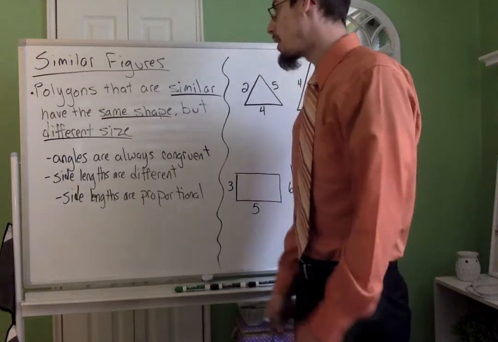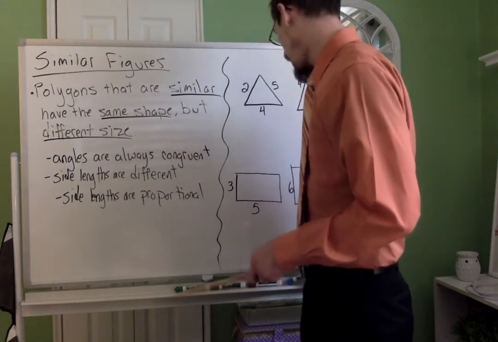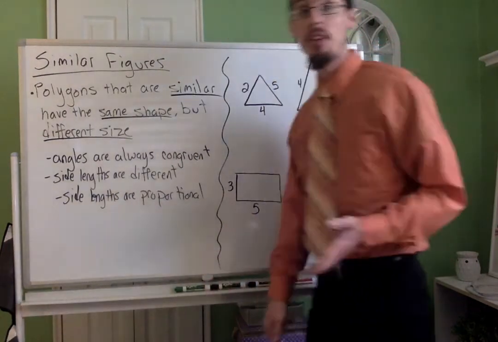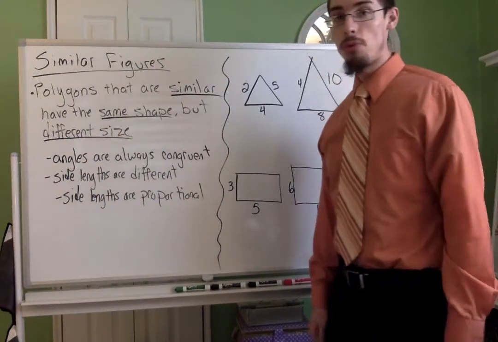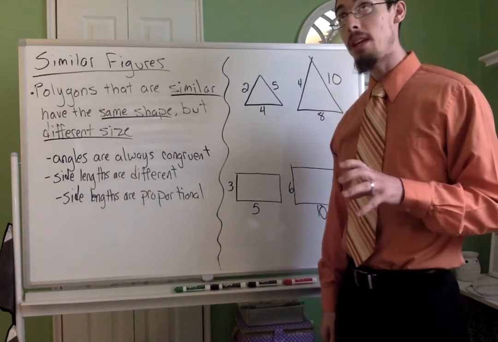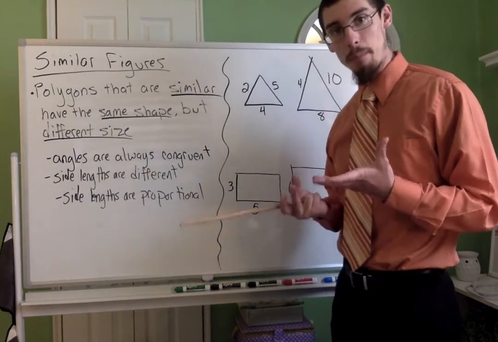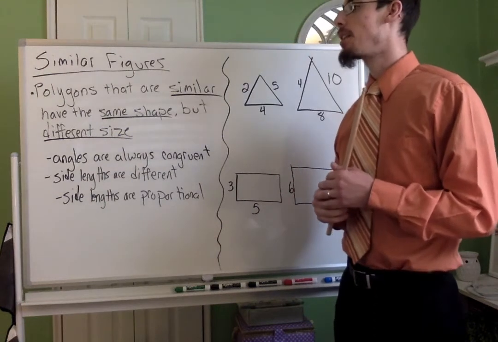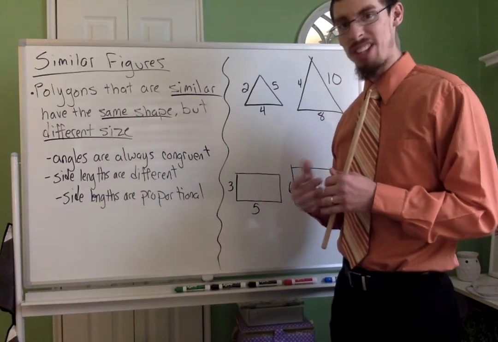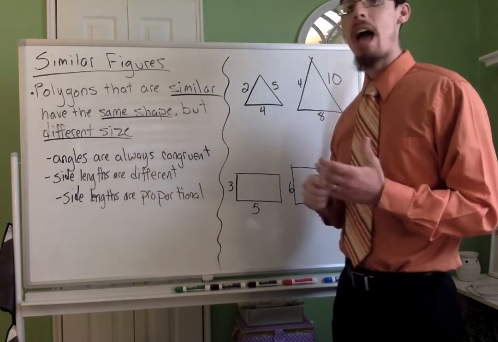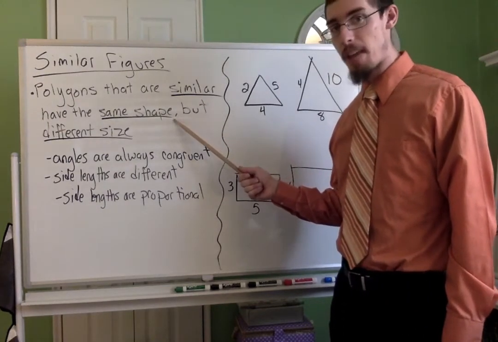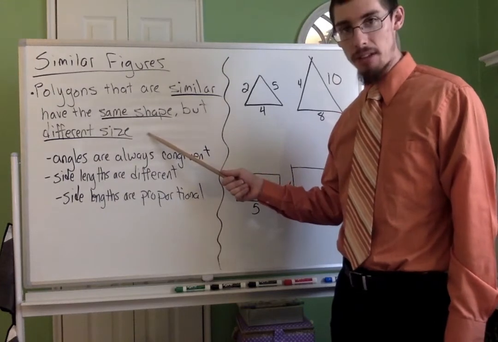Hey everybody, today we're going to talk about similar figures. Now the concept of similar figures is similar to the idea of being congruent. Congruent means that things are exactly the same, right? The idea of similar, on the other hand, is that they're kind of the same. How do you be kind of the same? Well, what if you have the same shape, but a different size, right?